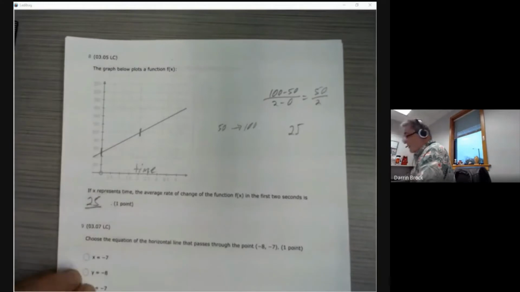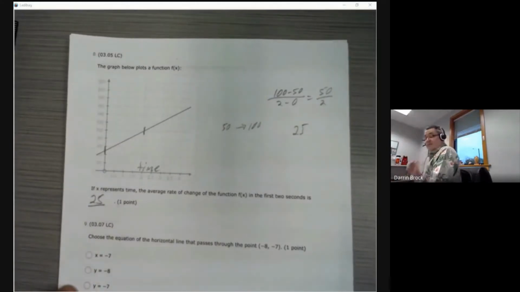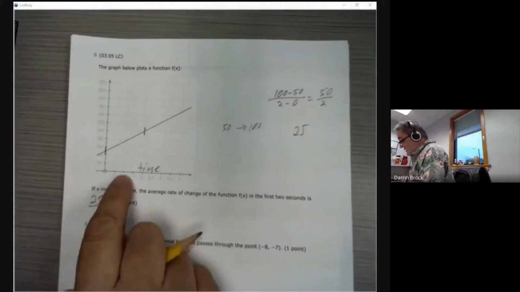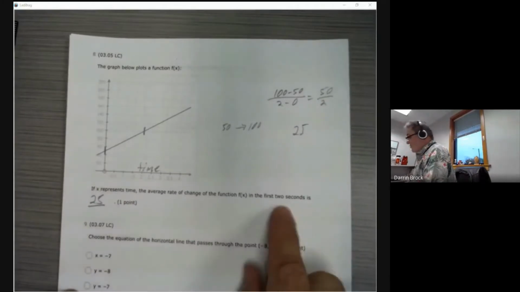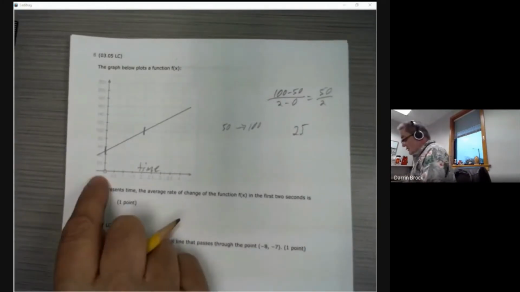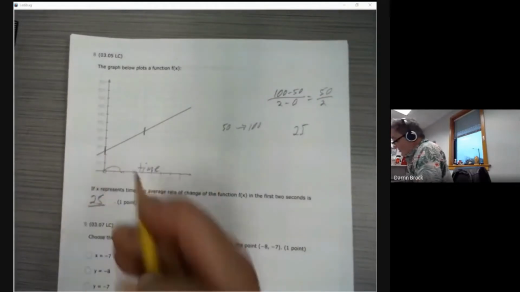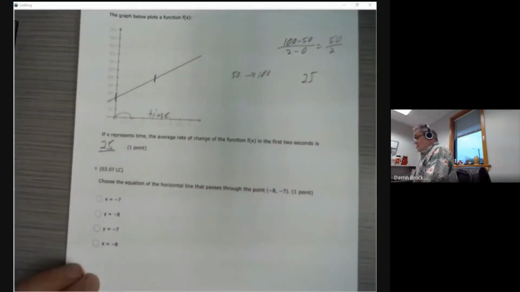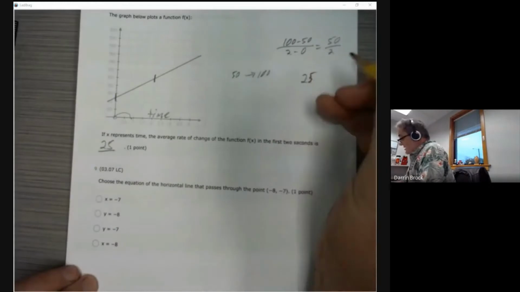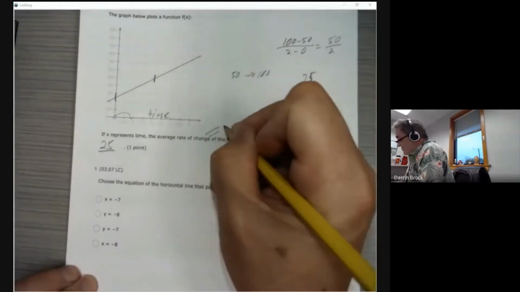There's a blank there. We have to write that one in. For every 1 second, the rate of change, the slope is for every 1 that the x changes, which would be from here to here. What happened here? That went up 25. So it's just asking for the slope. Rate of change equals slope.